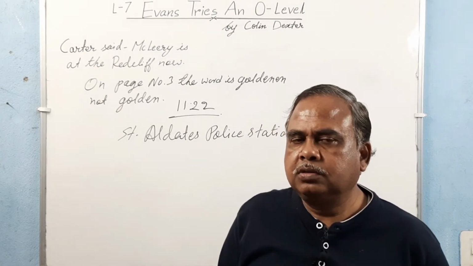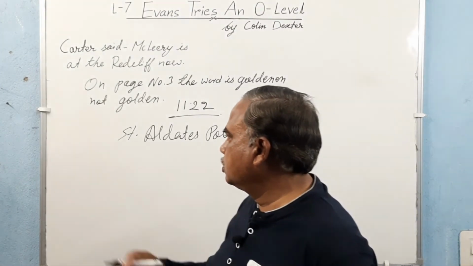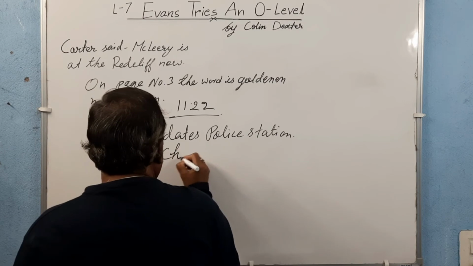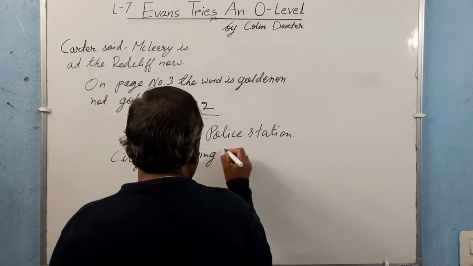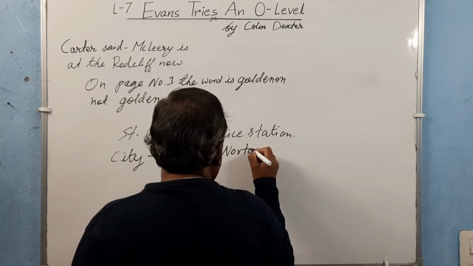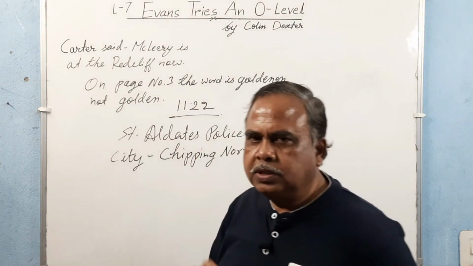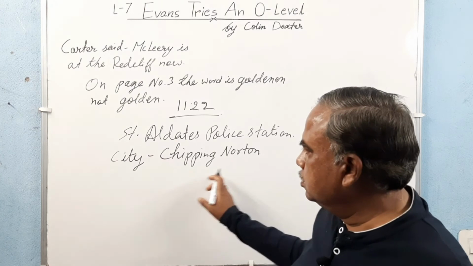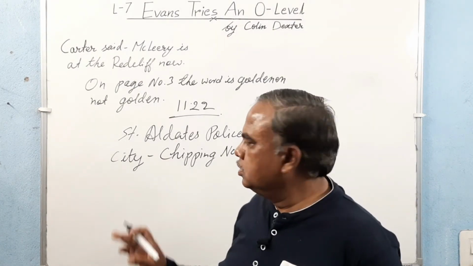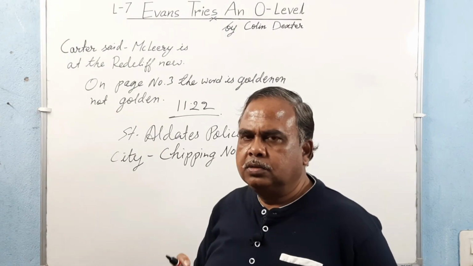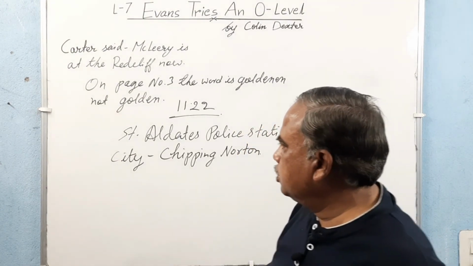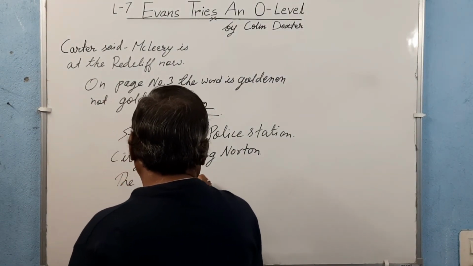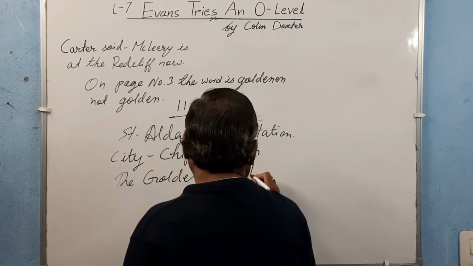On the other side, Evans was enjoying fish in the Chipping Norton city. Evans was enjoying fish and chips in the city Chipping Norton. After that he thought to return to his hotel. And the name of the hotel is the Golden Lion Hotel.